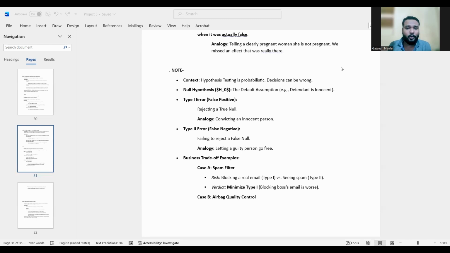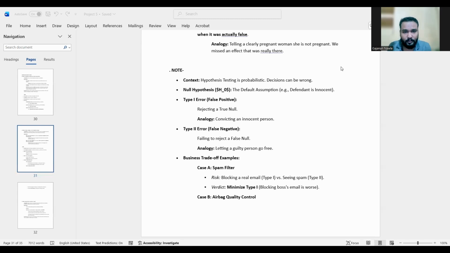So here type 1 error is blocking a really important email from your boss. Second is type 2 error. This is letting a spam email get through. This is annoying, but this is still fine. So the verdict is we minimize type 1 errors. We would rather see spam than lose a real important email.